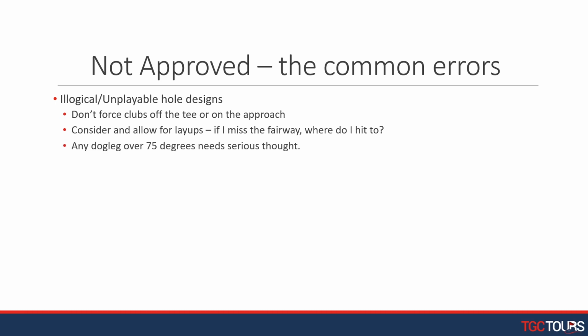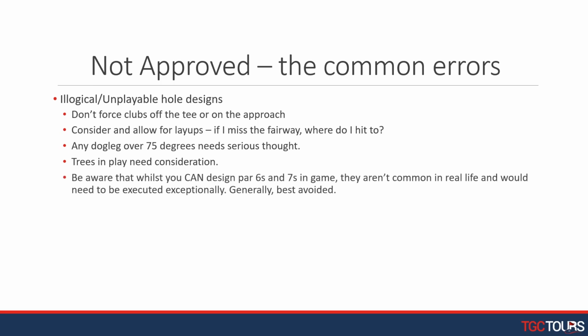If you're going to dogleg a hole over 75 degrees, you need to be really careful with how that plays. Often, a lot of these trees in play we've talked about need real consideration. With a lot of these, people are just trying to be quirky where it really doesn't need it. If you're playing a hole and thinking, I have to hit the perfect shot to get here, and any other play is blocked out, then you need to look at that.